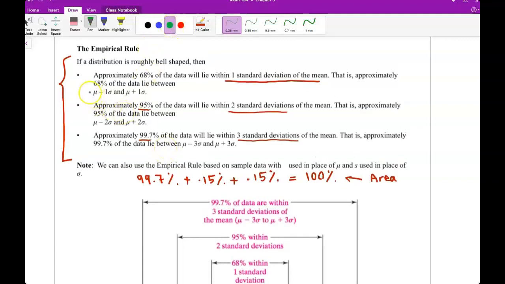So our data lies within this interval as mu minus 1 standard deviation and mu plus 1 standard deviation. And for this part, we have mu minus 2 standard deviations and mu plus 2 standard deviations. And the third one is between these two: mu minus 3 standard deviations and mu plus 3 standard deviations.